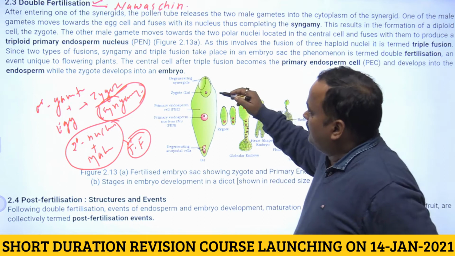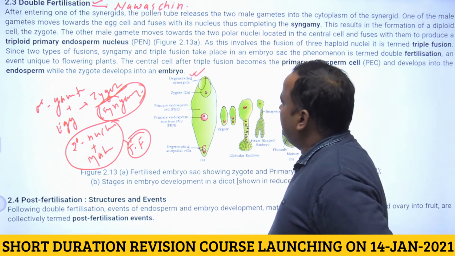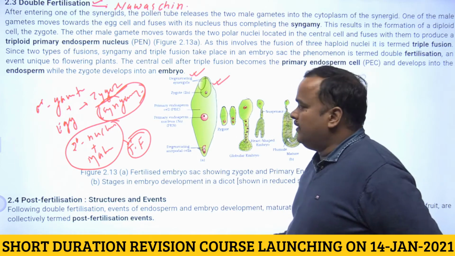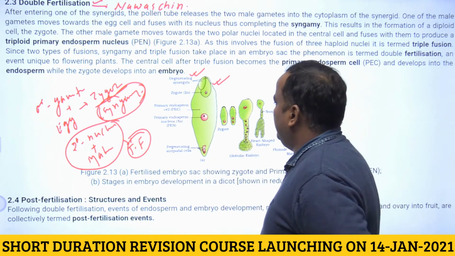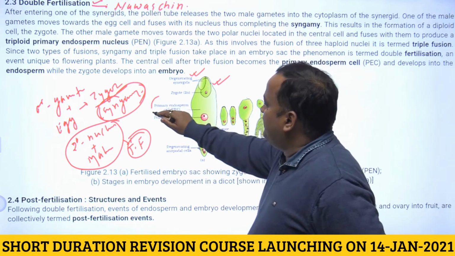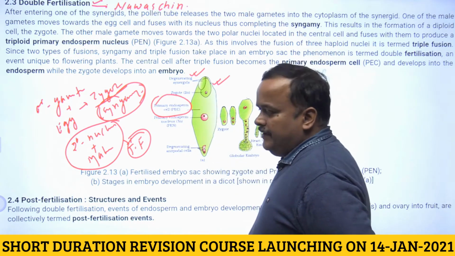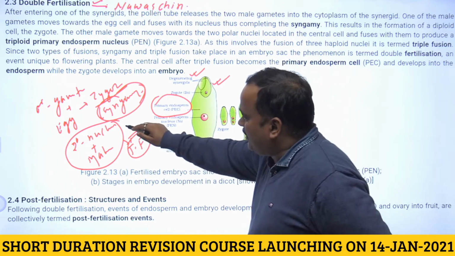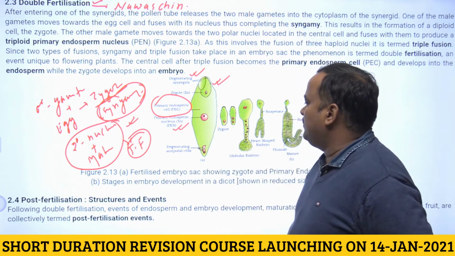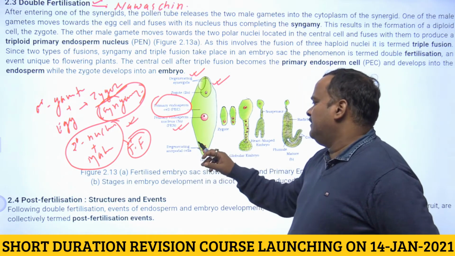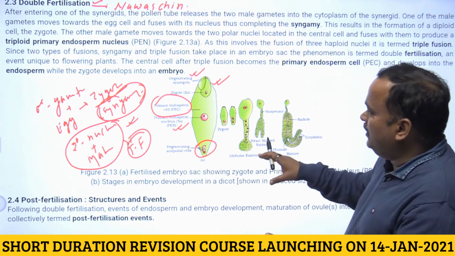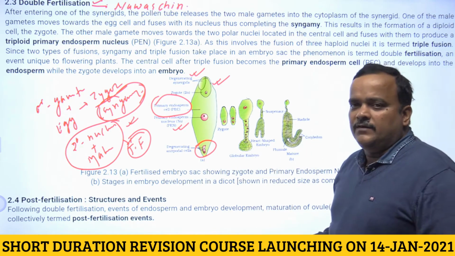Now, you can observe these are degenerating synergids. This is the zygote, which is formed as a result of fusion between the male gamete and egg. Then the central cell is referred to as the primary endosperm cell, and the fusion product of the secondary nucleus and male gamete is referred to as PEN, or primary endosperm nucleus. Along with that, the antipodal cells will also degenerate. And this whole event is referred to as double fertilization.